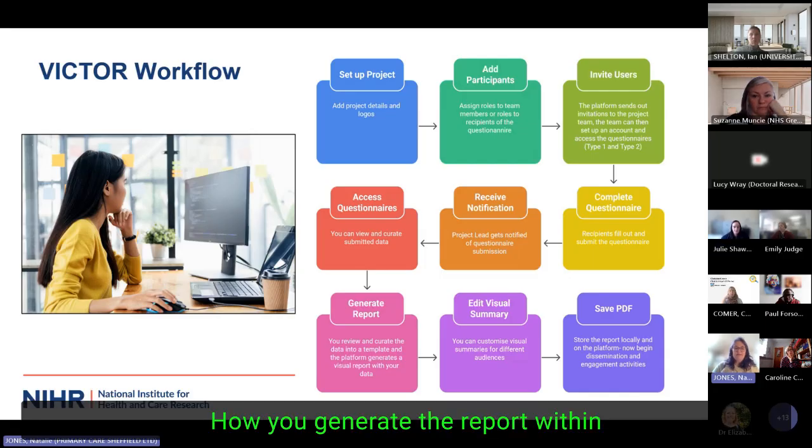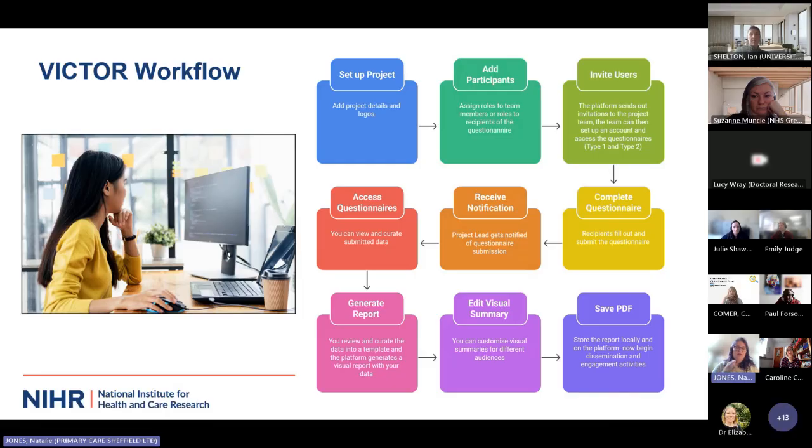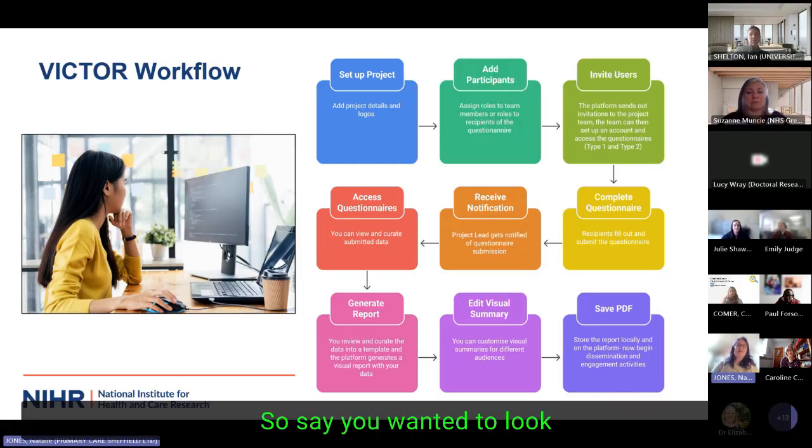How you generate the report within Victor is that you're able to look at the questionnaires, and you can filter the questionnaire information through the domains. So say you wanted to look at organisational impact, you can look at every questionnaire in that domain, and then look at what responses you've got. And then it's a really simple cut and paste of the data into a template which forms the report, which can be edited.